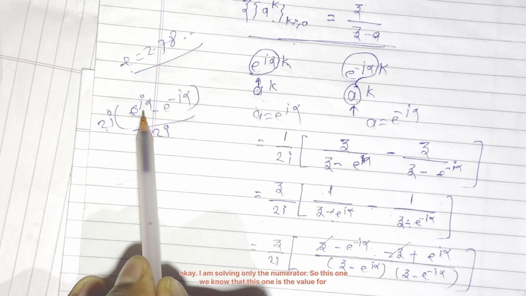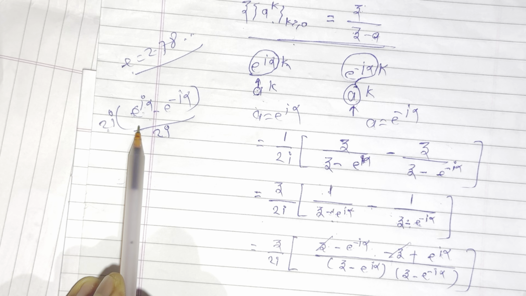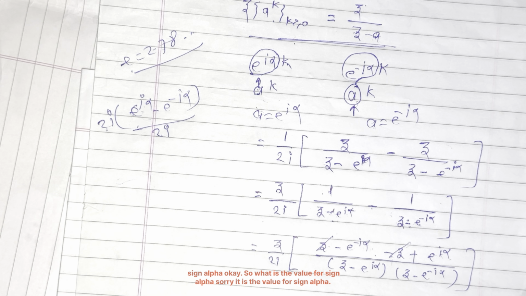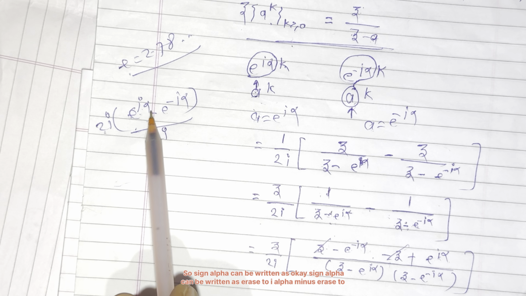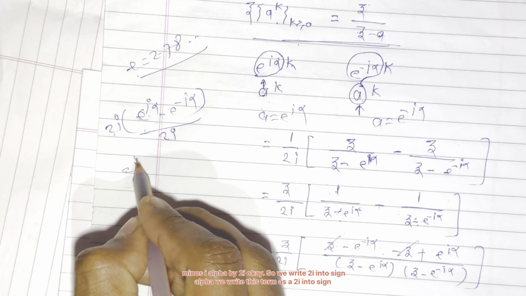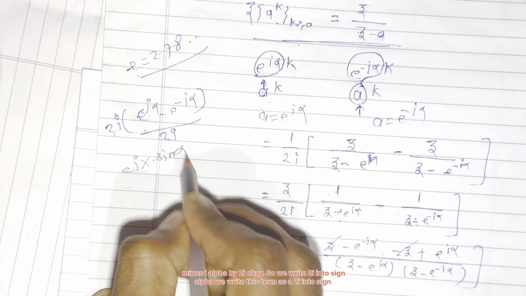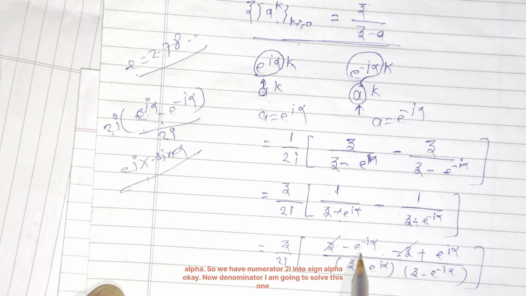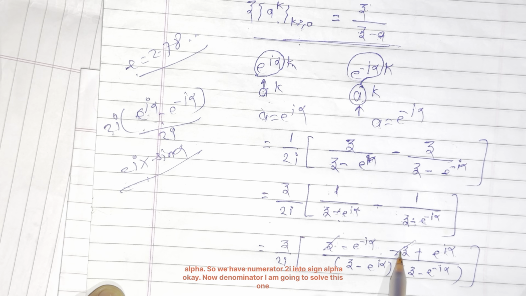So this one we know is the value for sin alpha. Sin alpha can be written as e raised to I alpha minus e raised to minus I alpha by 2i. So we write this term as 2i into sin alpha. So we have the numerator 2i into sin alpha.